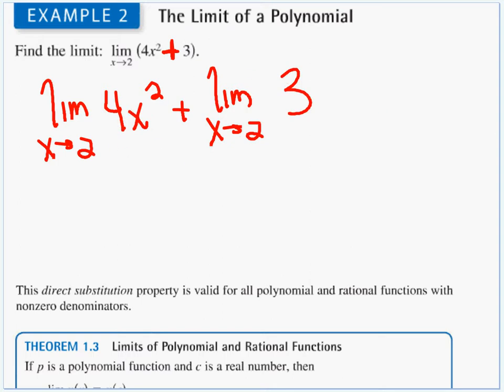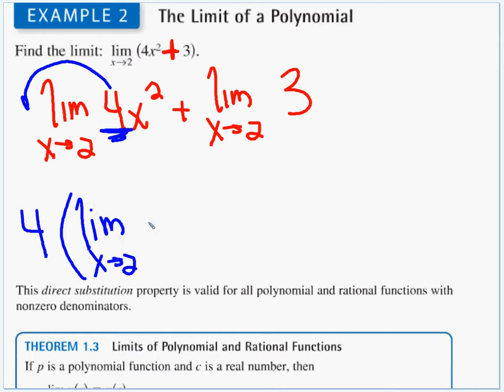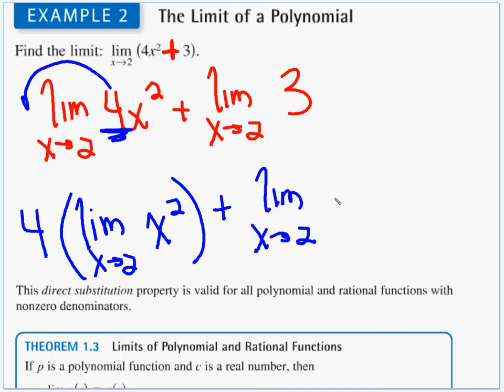For this one, we have that scalar multiple property, so we can bring this 4 out front. So now we have 4 times the limit as x approaches 2 of just x squared plus the limit as x approaches 2 of 3. And now we can do the direct substitution, plug that 2 in for the base x, so that'll be a 2 squared or 4, times the 4 out front becomes a 16.